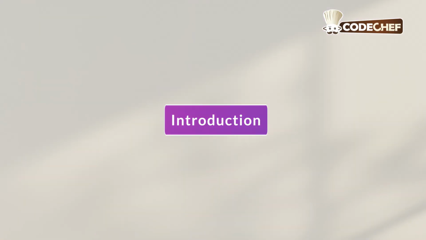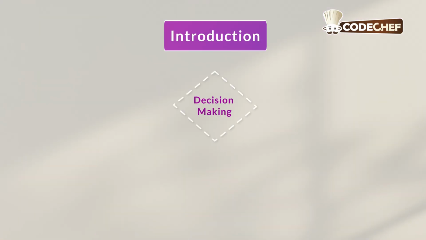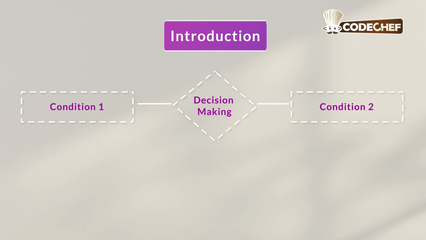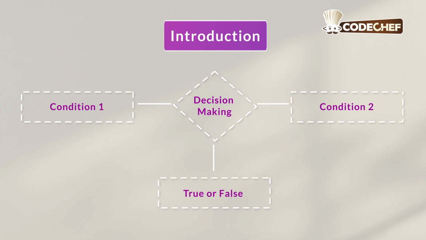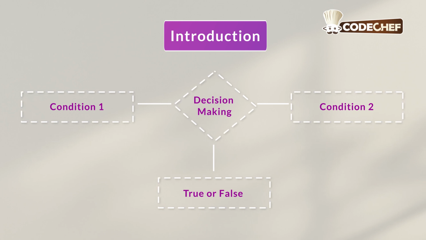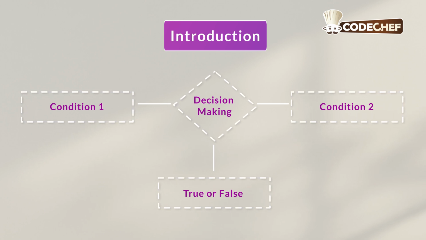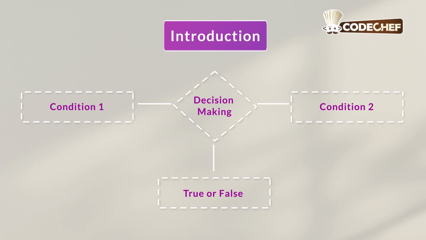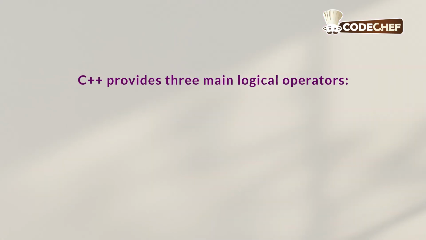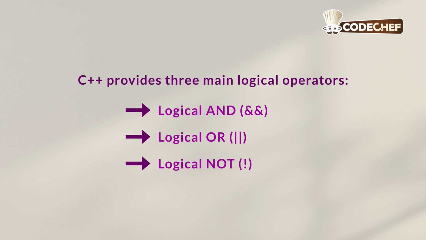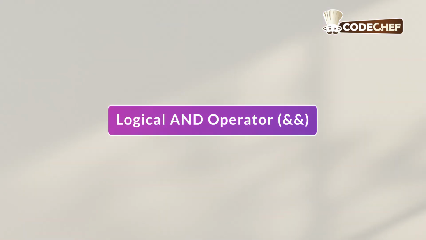Let's start with the introduction. Logical operators are used to connect two or more conditions and produce a result that is either true or false. They are especially useful when working with if statements, loops, or any situation where decision making is involved. C++ provides three main logical operators: logical AND, logical OR, and logical NOT. Let's start with the logical AND operator.